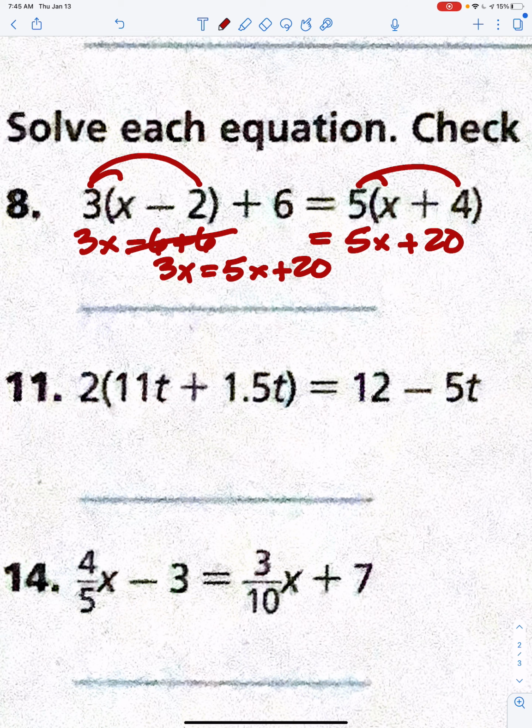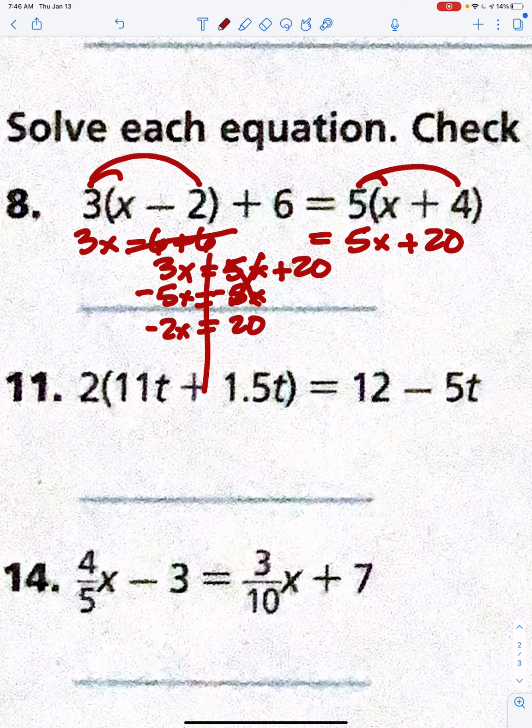I want to get all the x's on the same side. So since that 20 is on the right, I'm going to leave that there. I'm just going to move the 5x over. To do that, I have to subtract it. Minus 5x, minus 5x. Here's the equal sign. So when I subtract 5x from positive 5x, I get a 0, so that cancels. So what I get on the right is just a 20. And on the left, 3x minus 5x is negative 2x. So I get negative 2x equals 20.